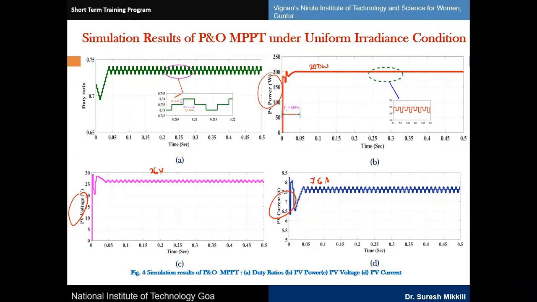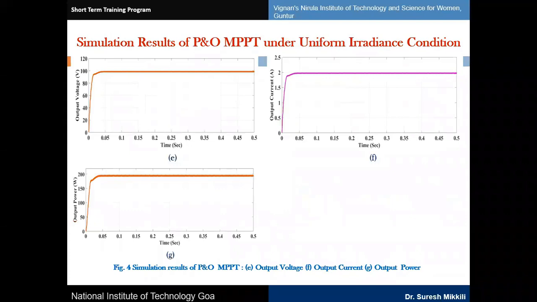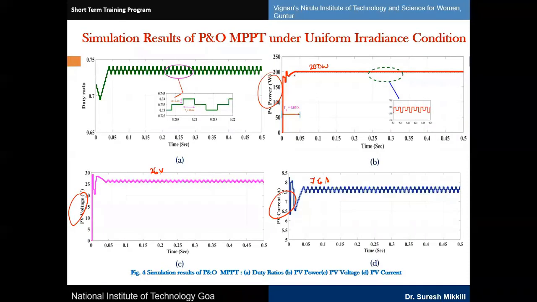This is the uniform condition. These are the outputs of PV, the input to the boost converter. Now the boost converter outputs are 100 volts, 2 amperes, and 200 watts. The same thing we will see with partial shading conditions. This is what we have seen under uniform conditions. When there is a partial shading condition, will my system work effectively or not? Because MPPT is meant for shading conditions.